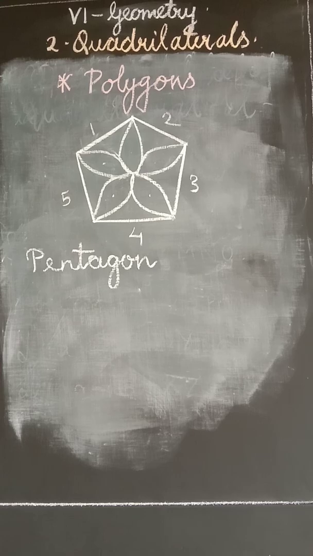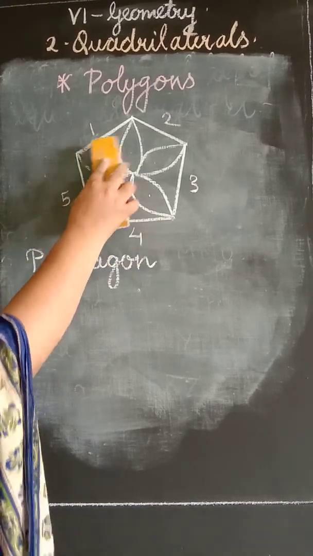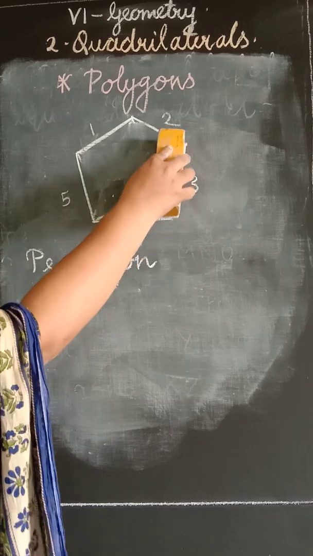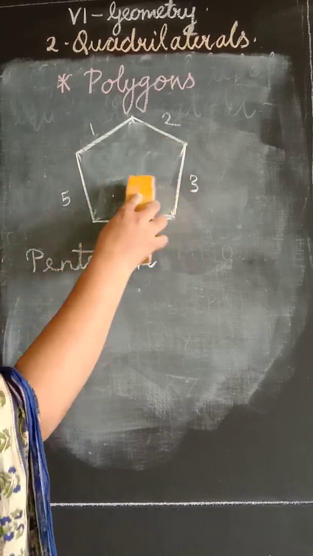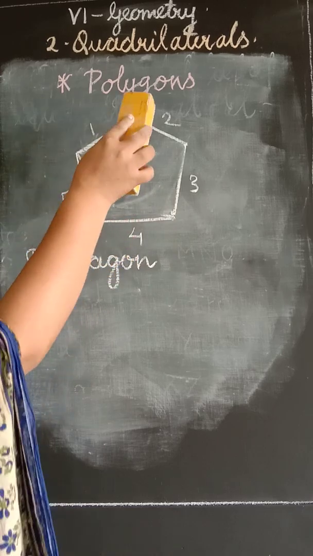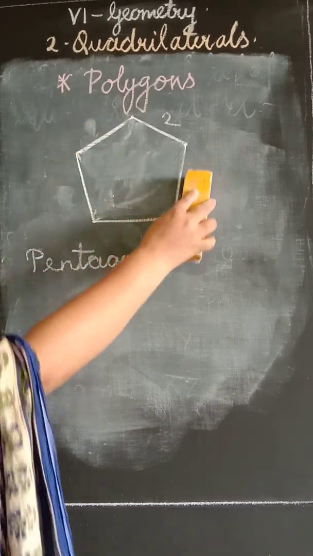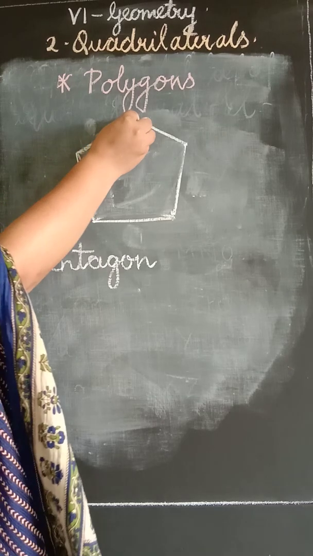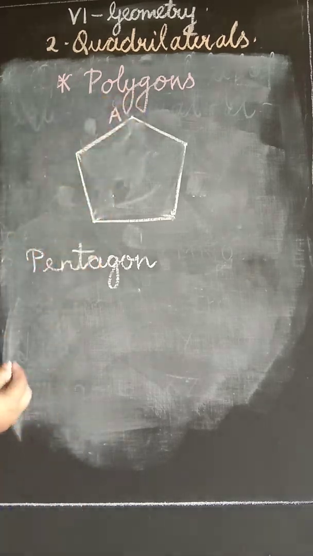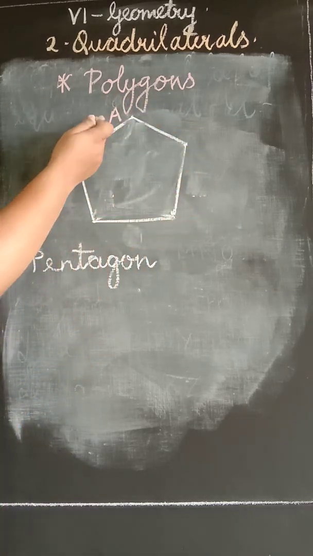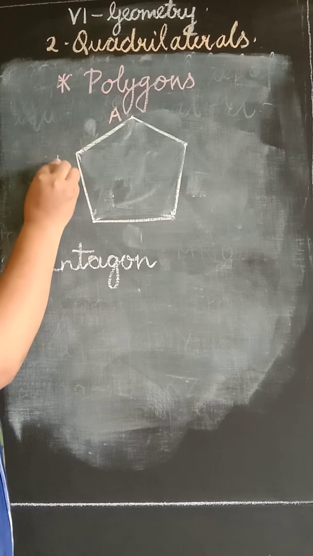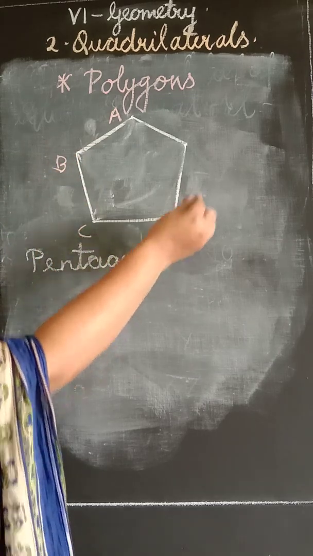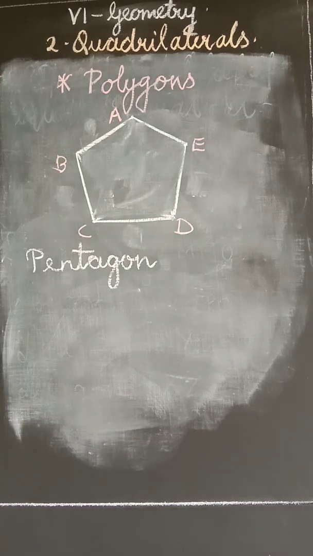So now I will erase the petals which are inside the pentagon. Okay, and I will keep the line segments in this way. So after erasing the petals, I will also erase these numbers. Now, are we having a pentagon on the board? Yes. Now, we will name this pentagon. I'll start from this tip, suppose A. Okay. Now, either go clockwise or go anti-clockwise. I'll go anti-clockwise. A, B, C, D and E. So, what is this pentagon's name? Pentagon ABCDE.